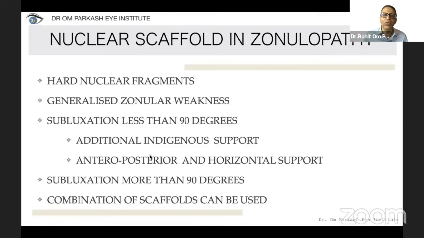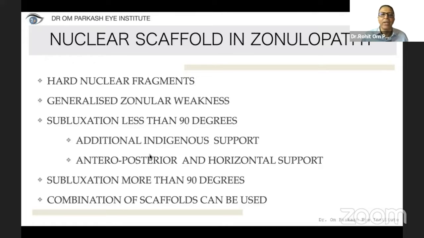So now what is this nuclear scaffold? Well, nuclear scaffold is wherein we use the hard nuclear fragment to our advantage in providing a three-dimensional support to the capsular fornices. Where can we use it? We can use it wherein there's a generalized zonular weakness. Whenever there's a generalized zonular weakness, what we should do is chop them and leave them in situ, because these hard nuclear fragments provide a three-dimensional support to the capsular bag and keep it inflated.